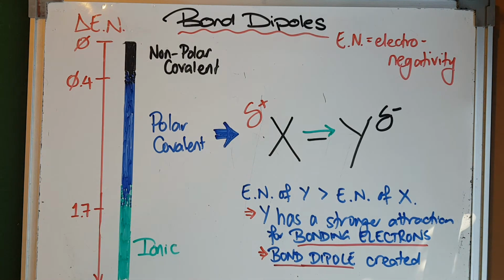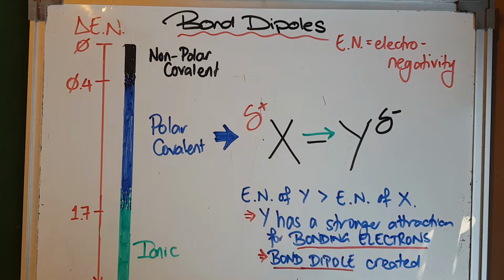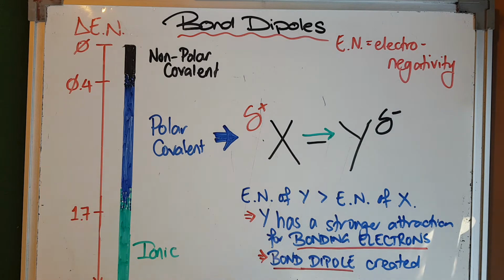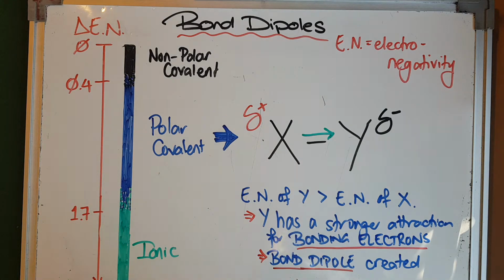One of the features or properties of atoms that we have learned this year is electronegativity. Electronegativity is the relative attraction for bonding or valence electrons. So the higher the electronegativity, the more pull an atom or nucleus has on the electrons that would be involved in bonding with other atoms.